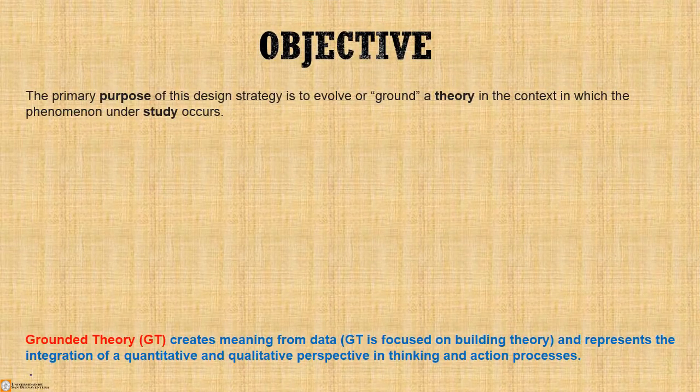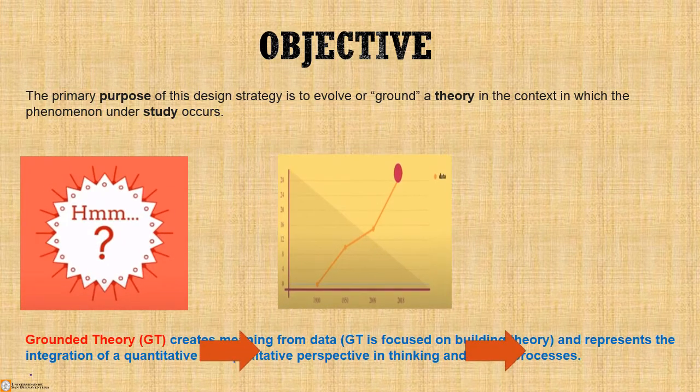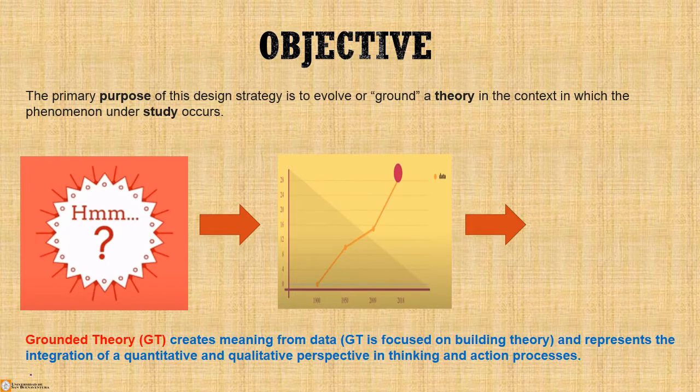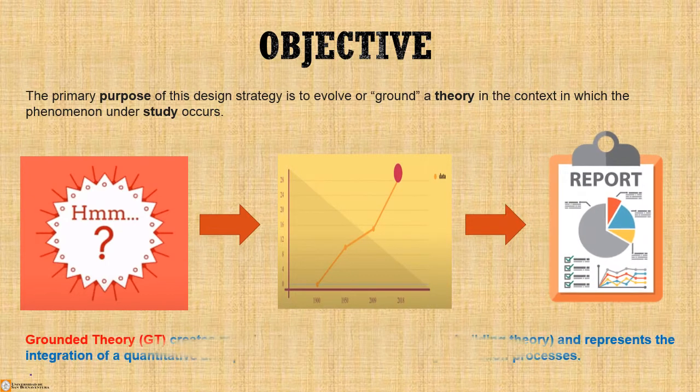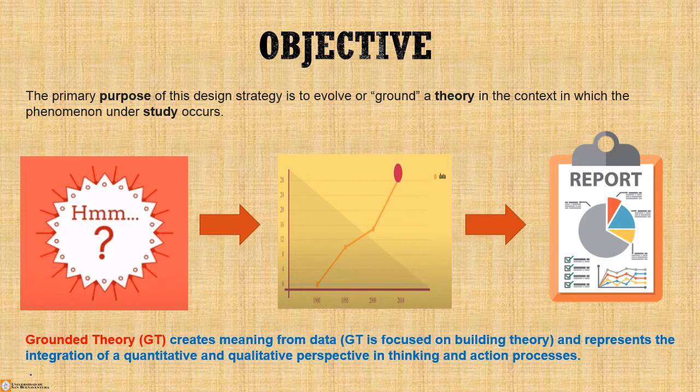Objective. The primary purpose of this design strategy is to involve or ground a theory in the context in which the phenomenon under study occurs. And that's how we look for a question to answer, starting by gathering data and finally getting a report. Grounded theory creates meaning from data and represents the integration of a quantitative and qualitative perspective in thinking and action processes.